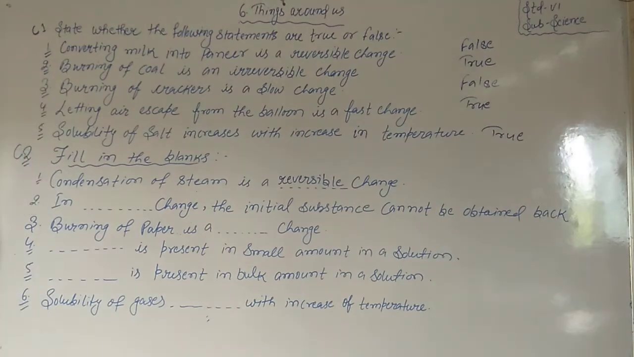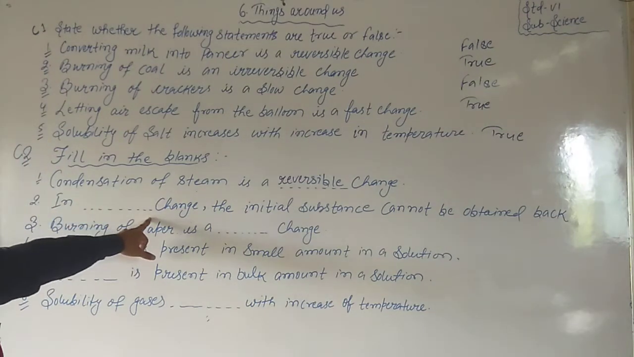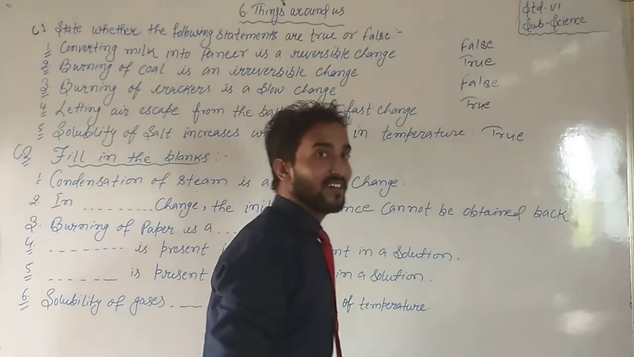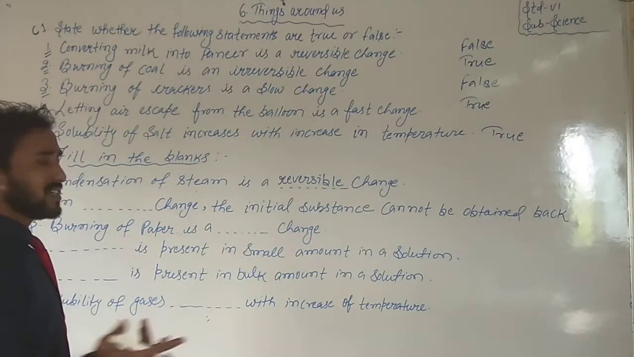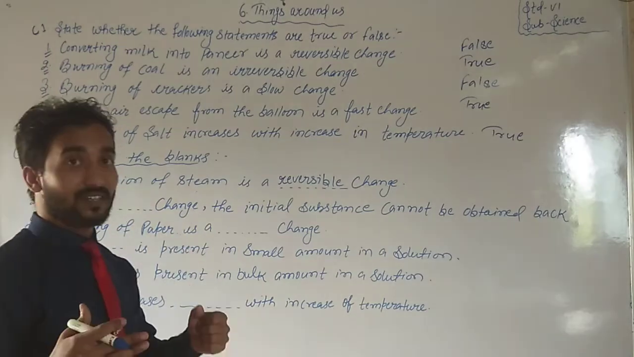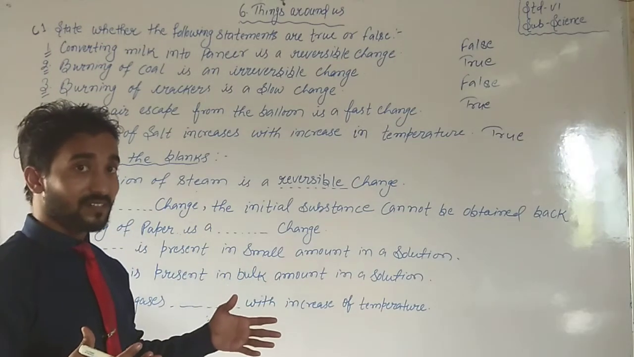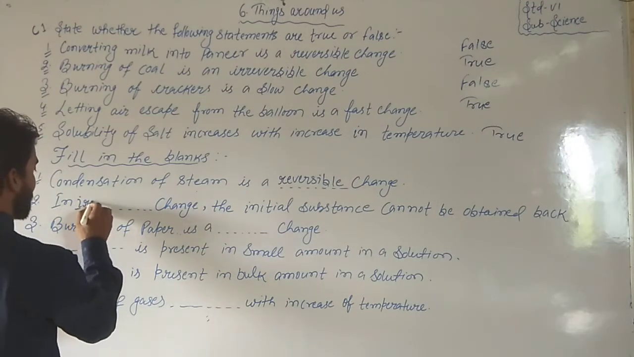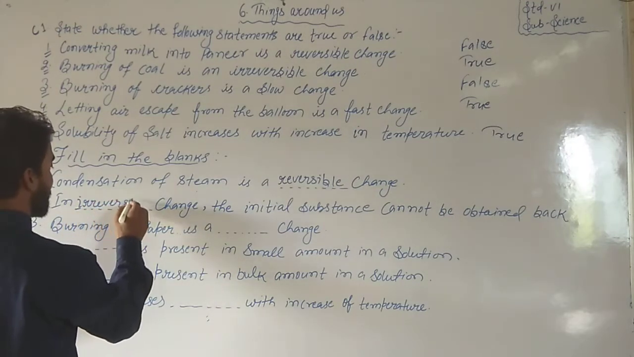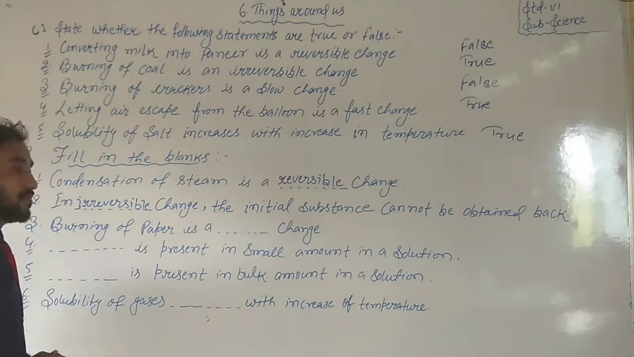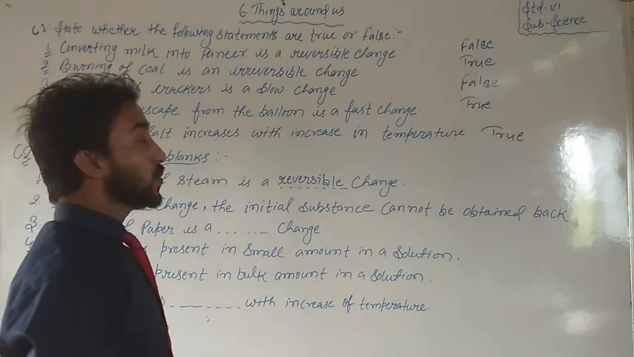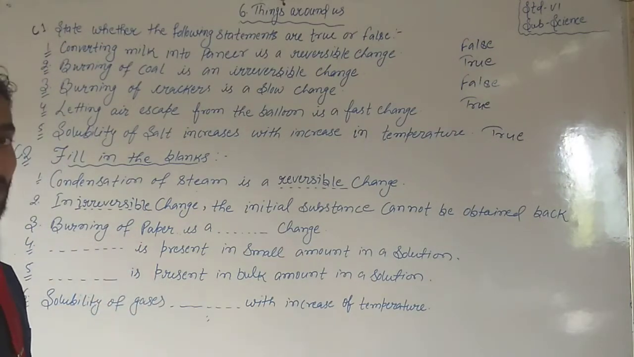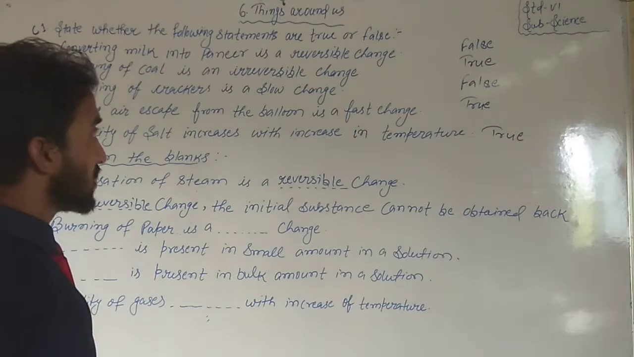See students, question number 2. In fill in the blanks, change in which the initial substance cannot be obtained back. Okay, so we can say with closed eyes, हम लोग इसको आँख बंद करके बता सकते हैं. क्या बेटा? Irreversible change. Irreversible change जो था ना, जो हम बता रहे थे, कभी भी इसको original shape में लाना पॉसिबल नहीं है. क्यों? आप देख लो पनीर को, आप दूध से जब पनीर बनाओगे तो क्या बना सकते हो वापस दूध? नहीं बना सकते. उसी तरीके से है.